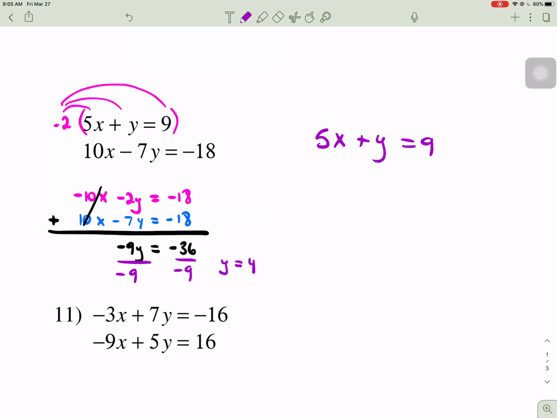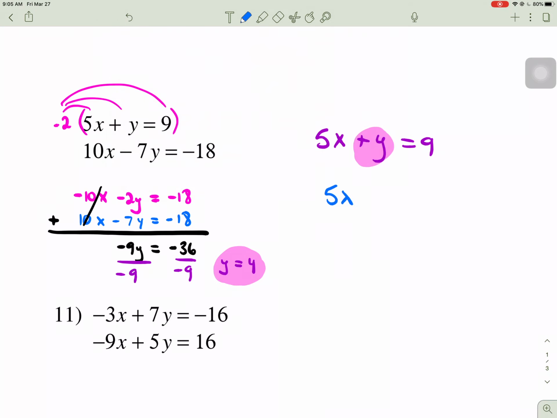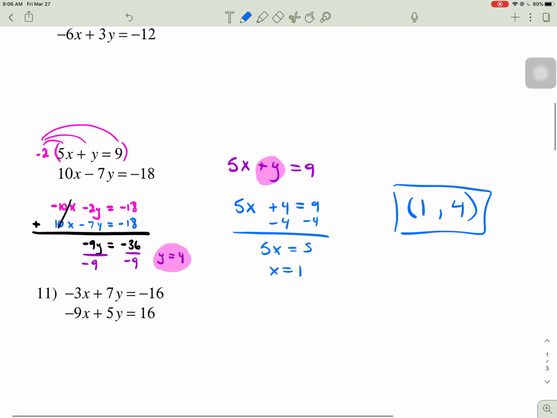Take y equals 4, go back and substitute it into one of the equations. I'm going to pick the top one. So y equals 4, 5x plus 4 equals 9. 5x equals 5, x equals 1, which means we get 1 comma 4 is where these two functions will intersect.